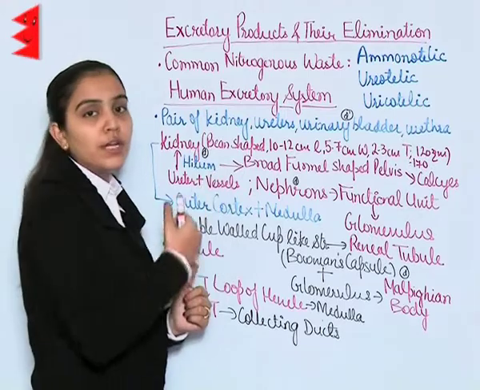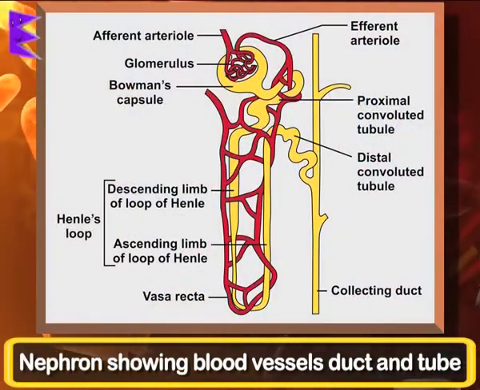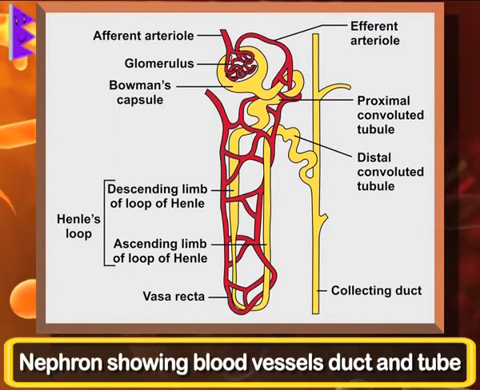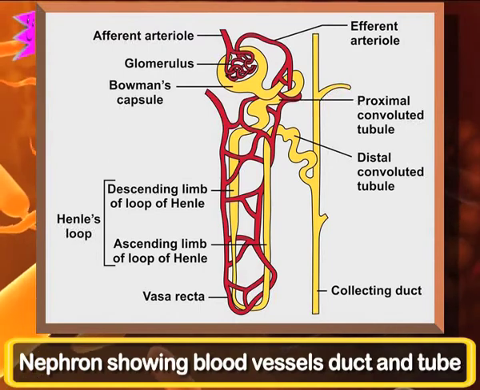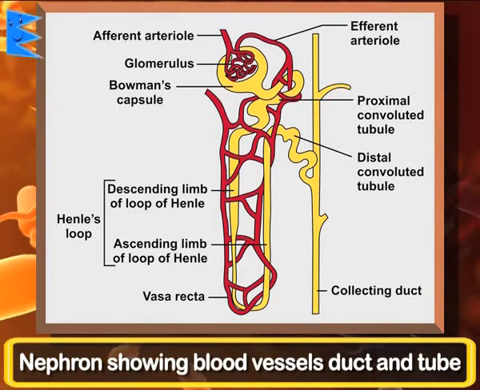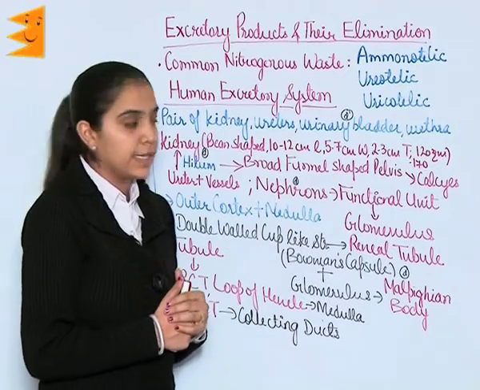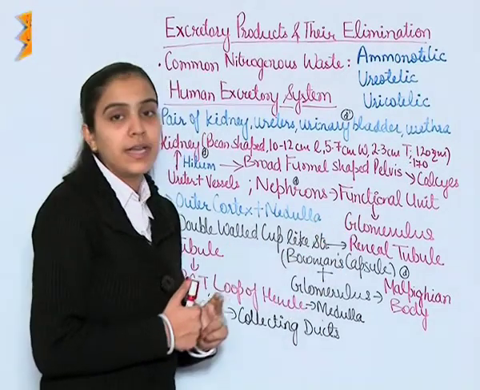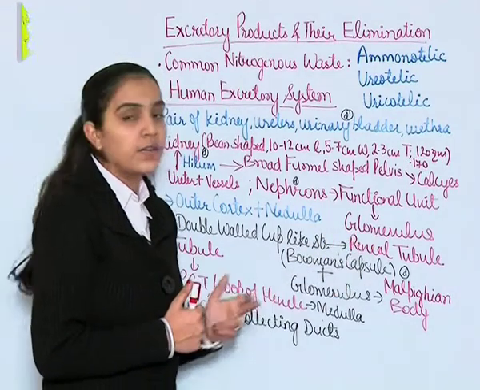The functional unit of the kidney is the nephron. You can see the diagram of the nephron. It consists of three parts: PCT, loop of Henle and DCT. The nephron is the functional unit of the kidney. It is present in millions in the kidney. The nephron further is divided into two parts: glomerulus and renal tubule.